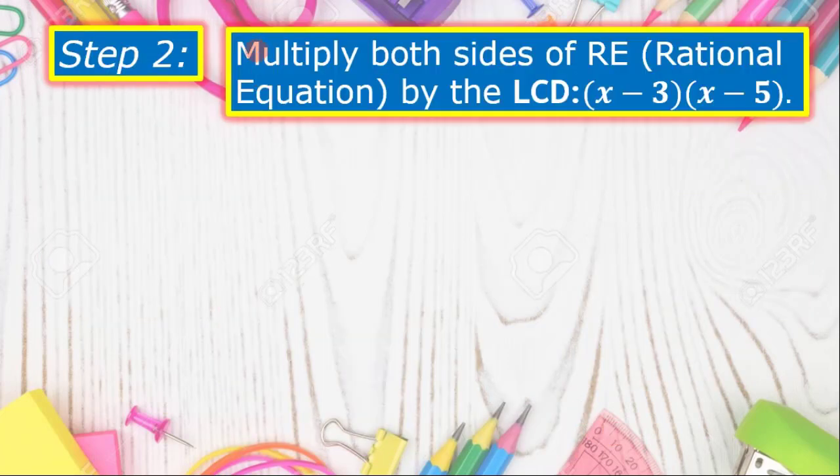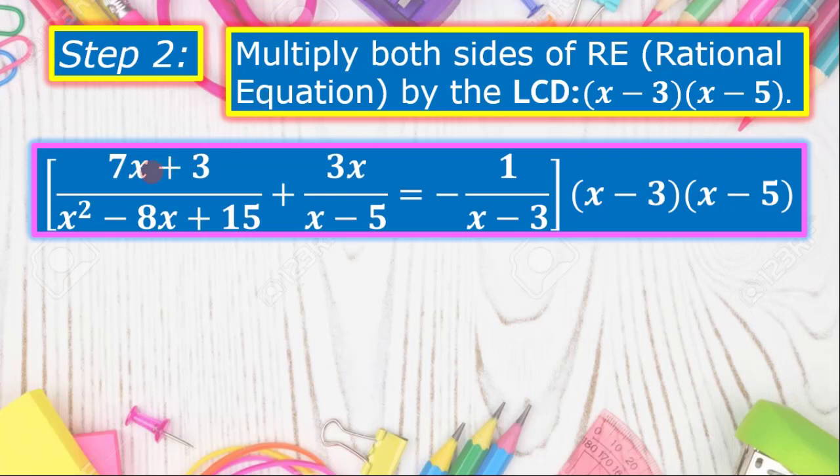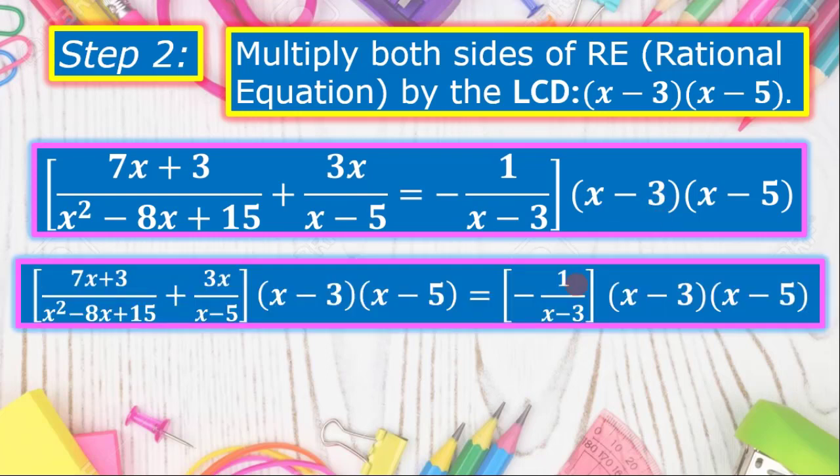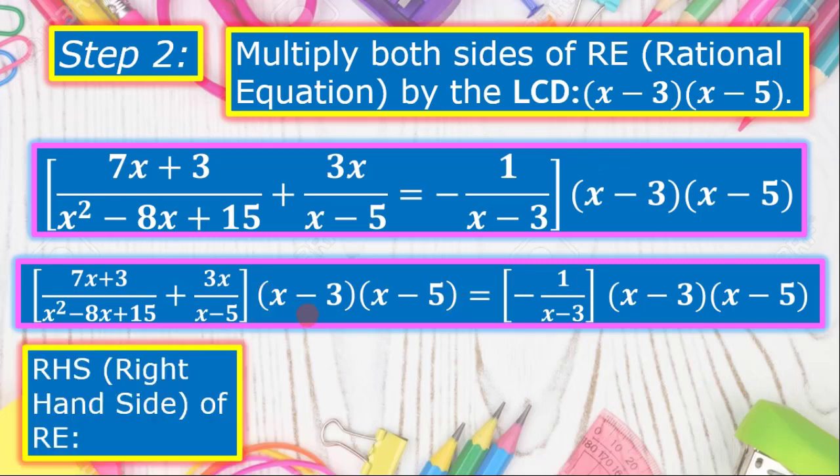For step 2, we have to multiply both sides of the rational equation by the LCD. We are allowed to do that by the multiplication property of equality. So we have the original equation given, then multiplied by its LCD. The next step is to distribute this LCD to each side of this equation.